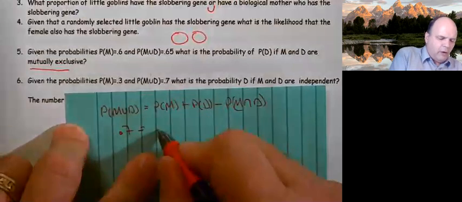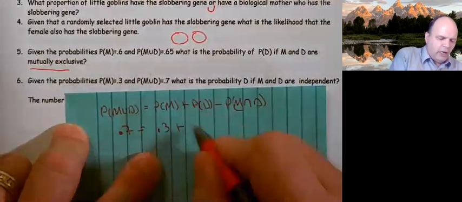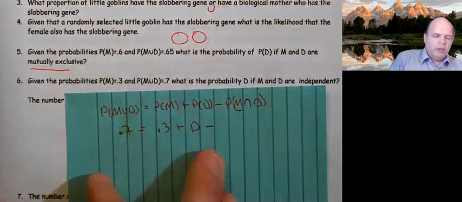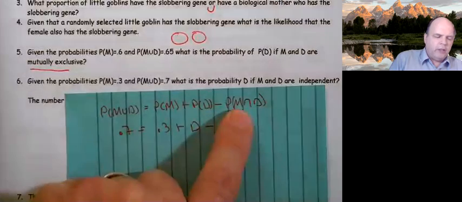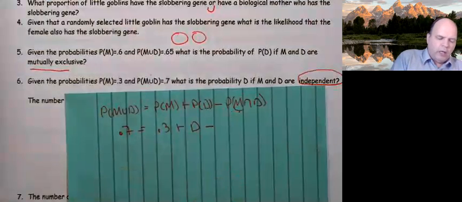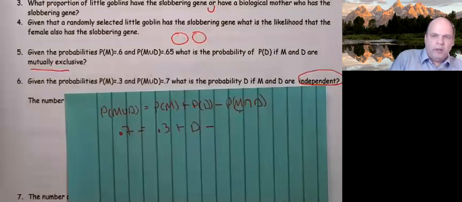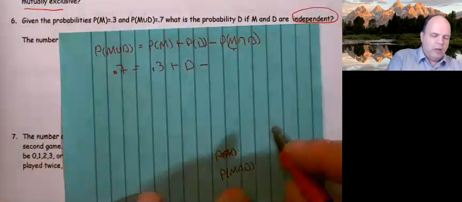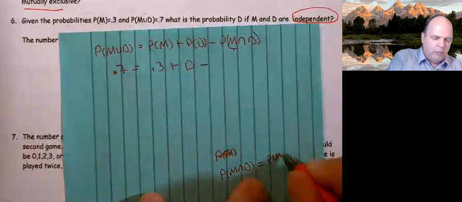M is 0.3. D, I don't know, minus the intersection. Well, I have a little bit of a problem. I don't know what that intersection is, but they tell me they're independent. And what I do know is the probability of M and D, or the probability of the intersection: the probability of M and D equals the probability of M times the probability of D.